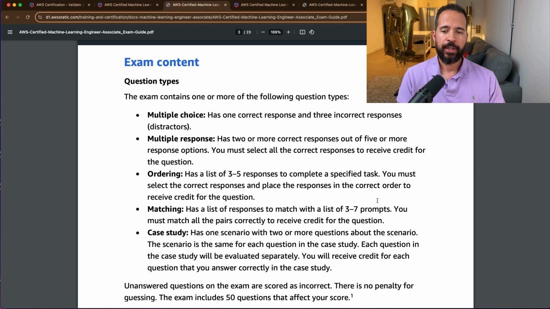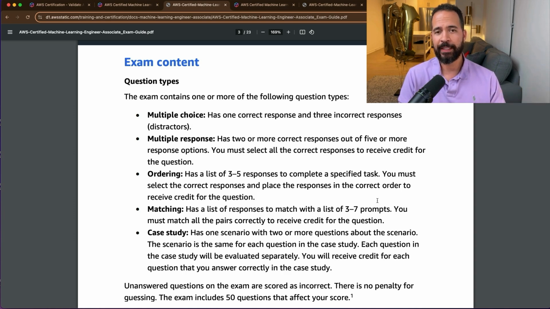So for ordering, you'll have 3 to 5 responses to complete a specified task, and then you must select the correct response and place the responses in the correct order to receive credit for that question. For the matching, you'll have a list of responses to match with a list of 3 to 7 prompts, and you must match all those pairs correctly to receive credit for that question. And with the case study, you'll have one scenario with 2 or more questions about that scenario. Now, the scenario is the same for each question in the case study, and each question in the case study will be evaluated separately. So you'll receive credit for each question that you answer in that case study.